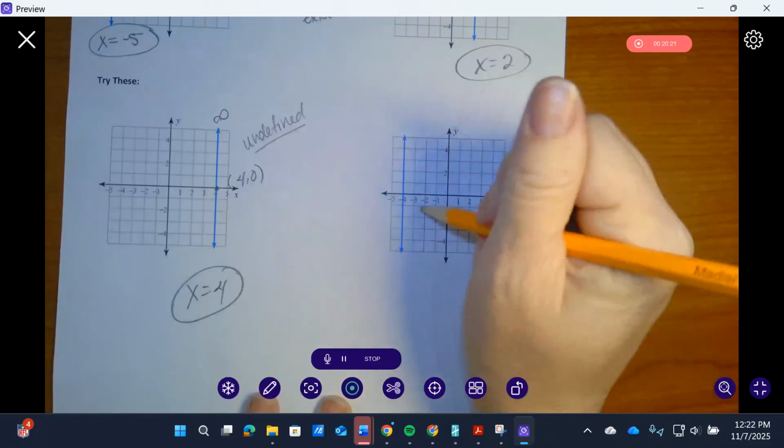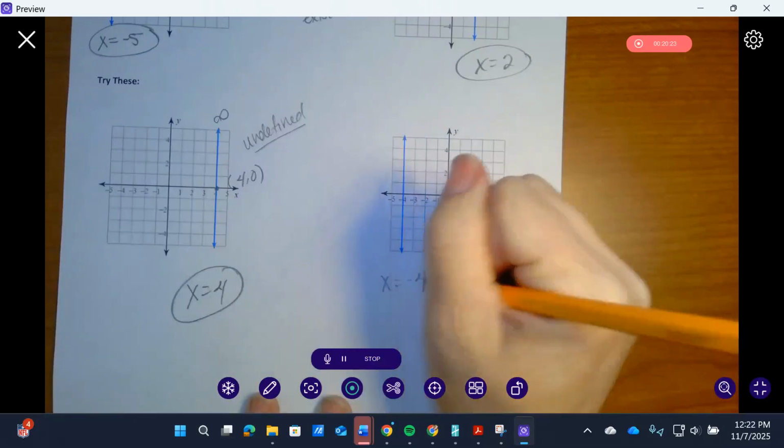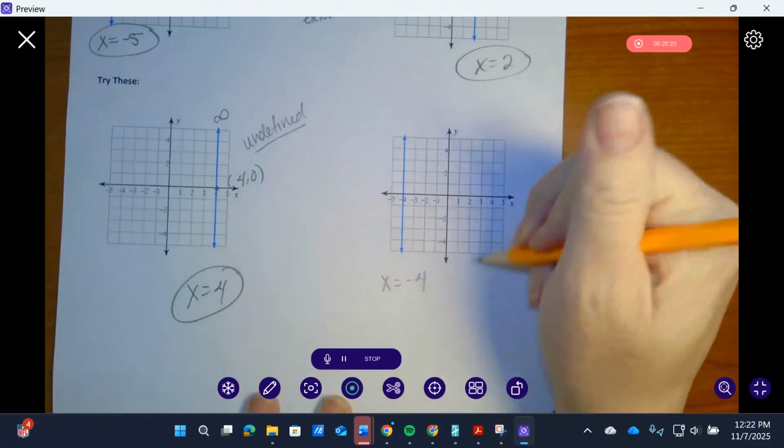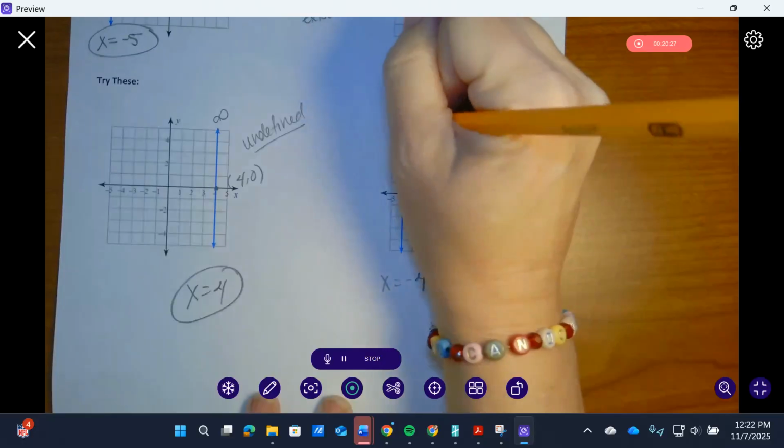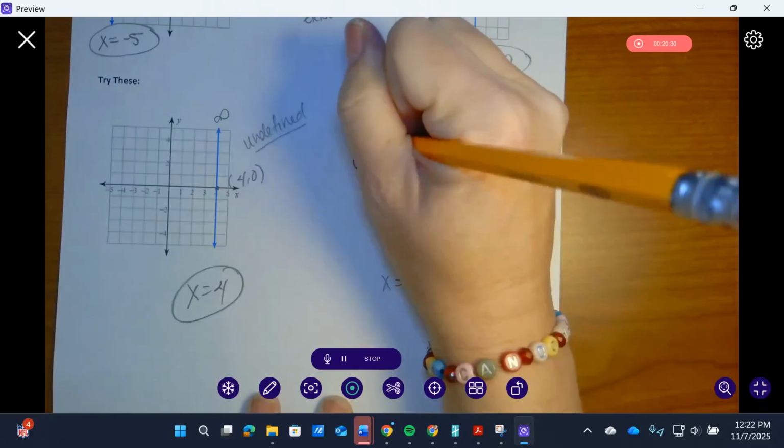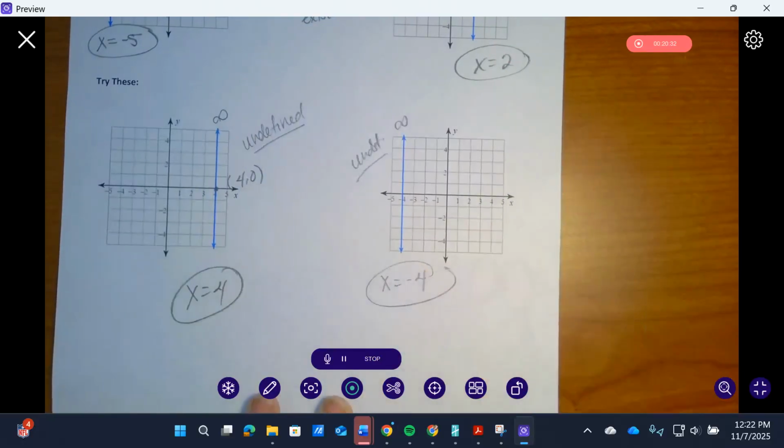You're probably way ahead of me already. X is negative 4. Again, no y-intercept, vertical line, infinitely steep, undefined slope. X equals negative 4.